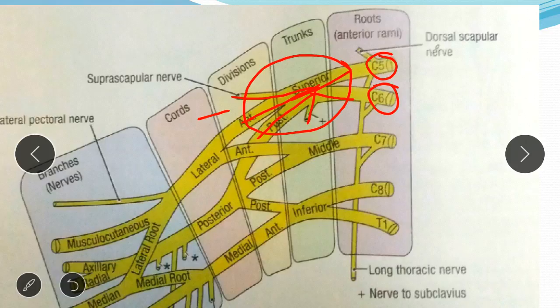Nerve to subclavius supplies the subclavius muscle, and the suprascapular nerve goes through the suprascapular notch, which is converted into the suprascapular canal by the suprascapular ligament. The suprascapular nerve passes within the suprascapular canal, and the suprascapular artery passes outside the suprascapular canal. This is the point which you have to remember, because this has been asked as a question in your exams. So the suprascapular nerve supplies supraspinatus and infraspinatus.